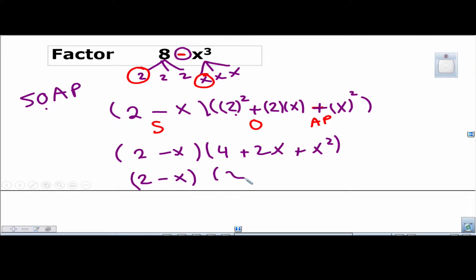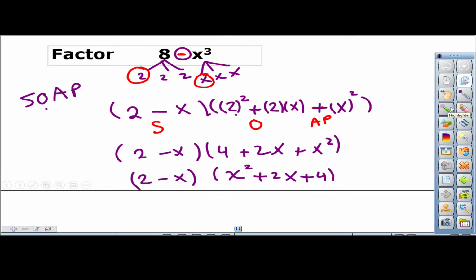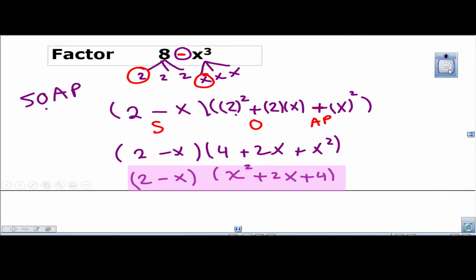That's right. I'm going to start with the highest degree exponent, I should say, with the degree of this polynomial. That's it, and I'm done. So that's how you do the SOAP for the difference of cubes. Two things being cubed. That's exactly what I do. Use SOAP.